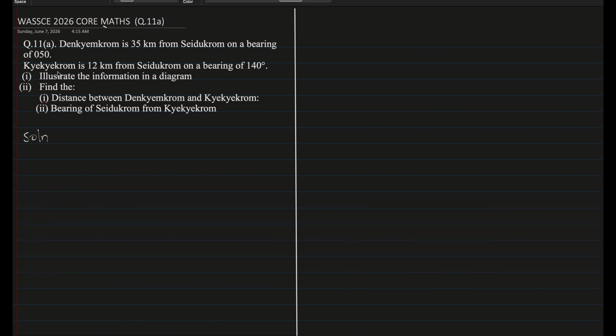Now the question reads: Denchem Krum is 35 kilometers from Sedu Krum on a bearing of 050 degrees. Chichi Krum is 12 kilometers from Sedu Krum on a bearing of 140 degrees. One, we are to illustrate the information in a diagram. Then, find the distance between Denchem Krum and Cheche Krum, and then the bearing of Sedu Krum from Cheche Krum.